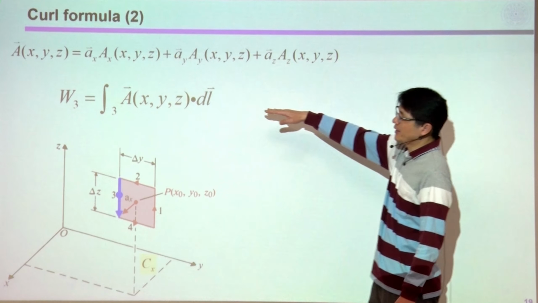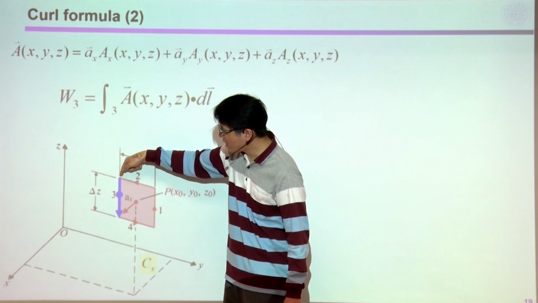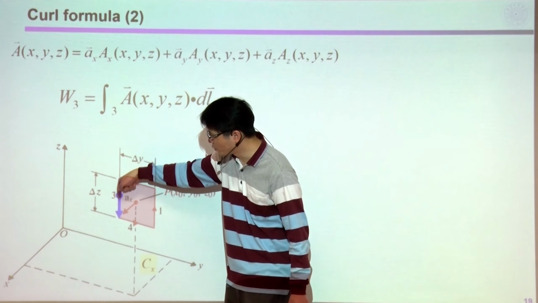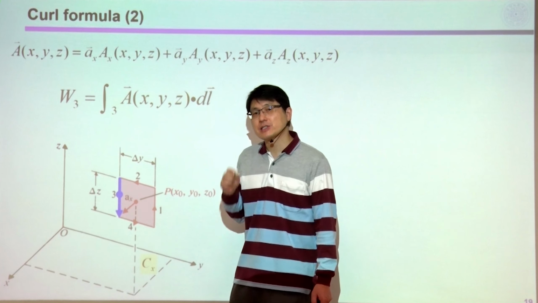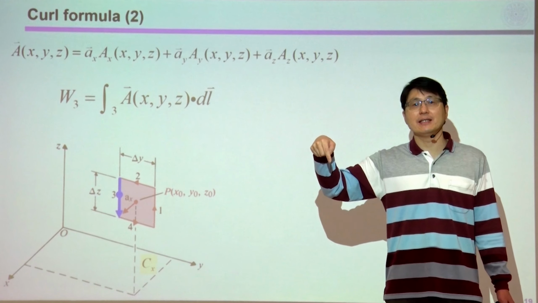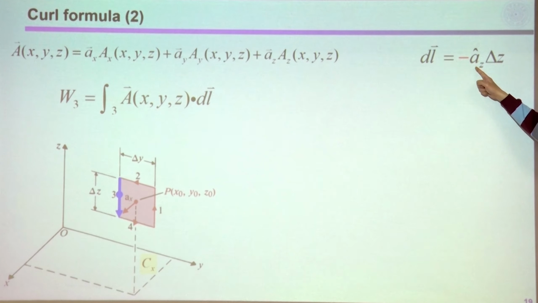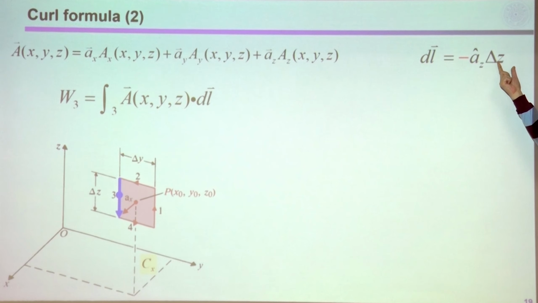So I want to investigate the work done by the vector field when I walk along segment number 3. I walk starting from the top and towards the bottom. So in this case, dl is having a reverse sign. Now it's pointing in the negative z direction, but the magnitude is still delta z.